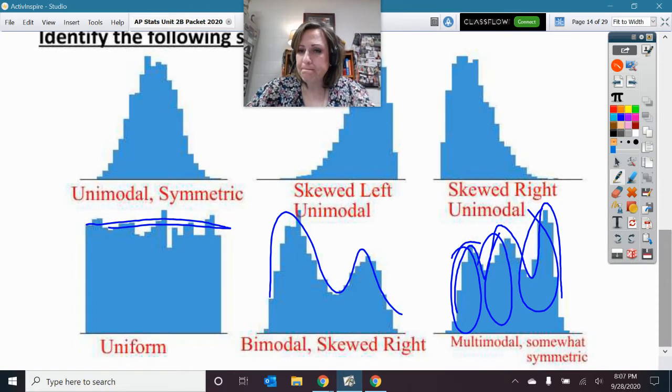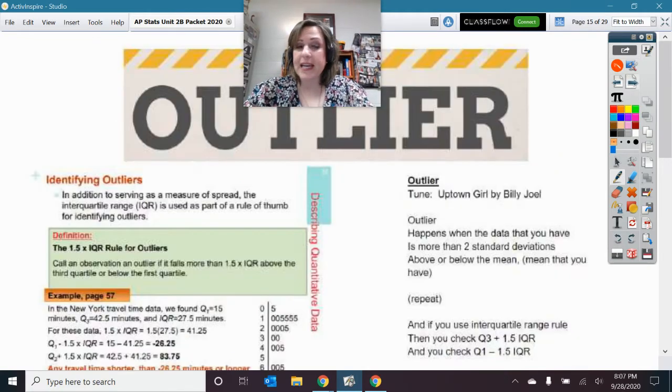Okay? Ooh, I don't know if it's symmetric. I don't know. This one, I guess, is bimodal skewed right. Okie dokie. So that is shape. Okay, now we're going to talk outliers.